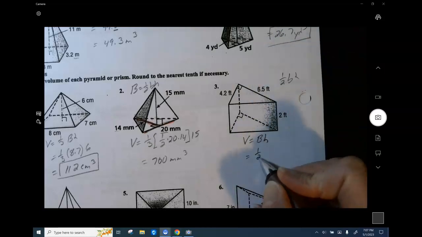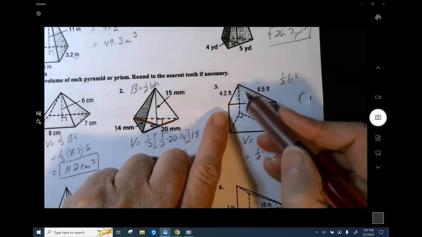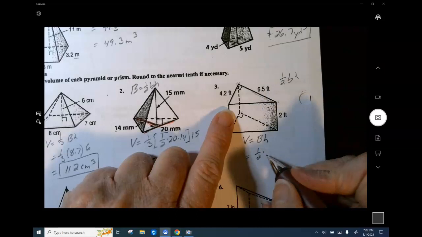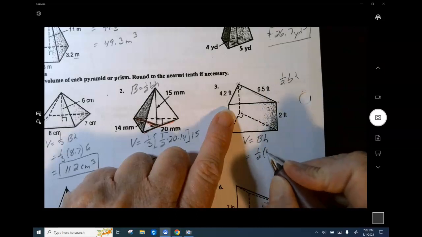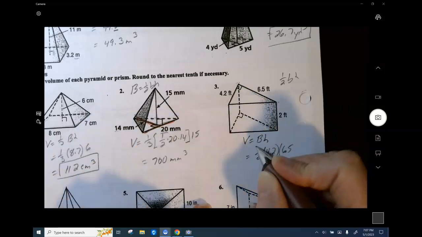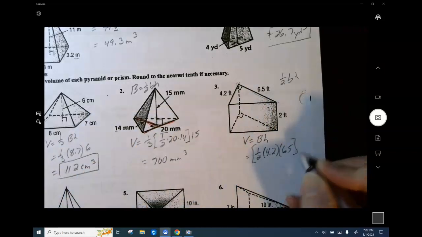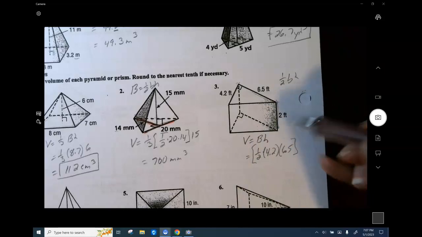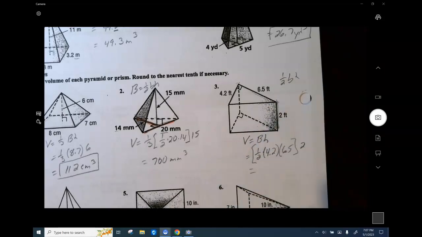So I'm going to take 1/2 times the base. Now look, see how it's perpendicular? So one is the base and one is the height, and it doesn't matter which one is which. So times 4.2 times 6.5. And that is the area of my base times the height of my prism. The height of my prism right here is 2. Okay? Go!